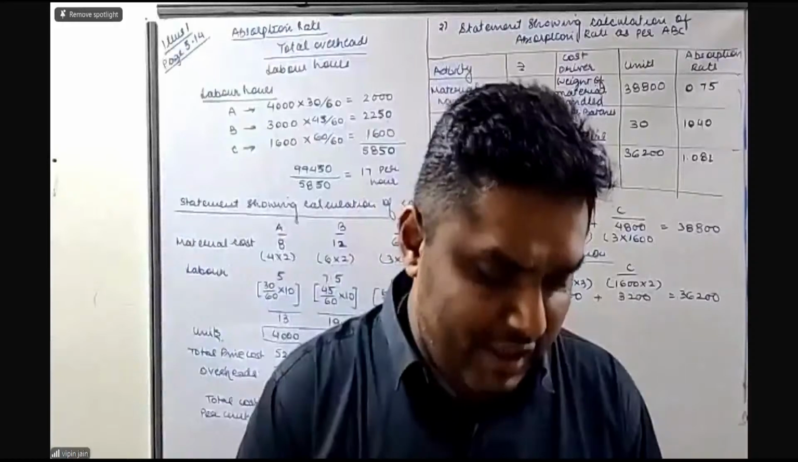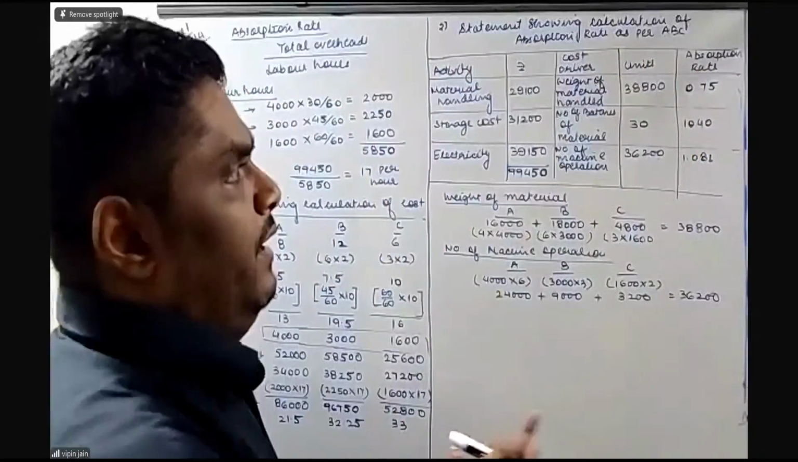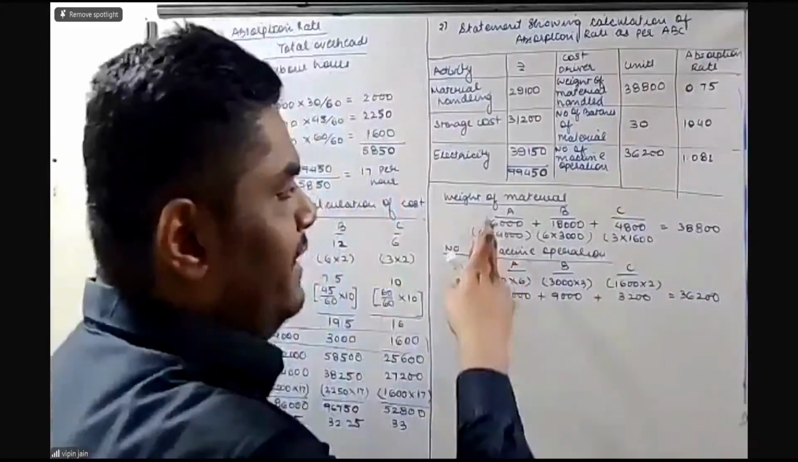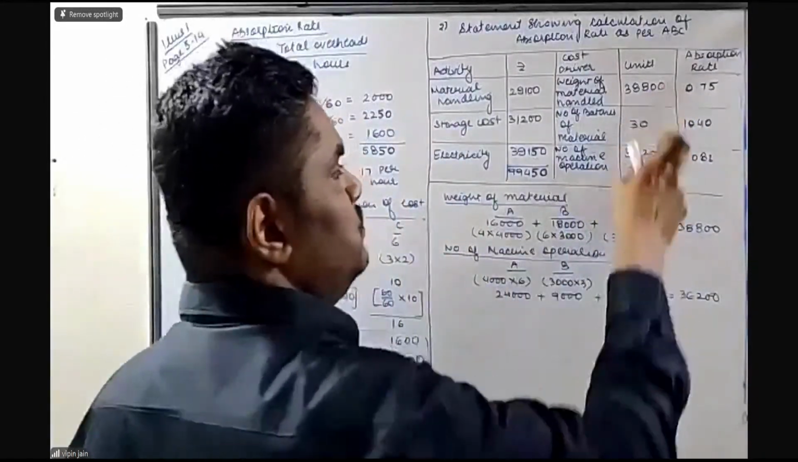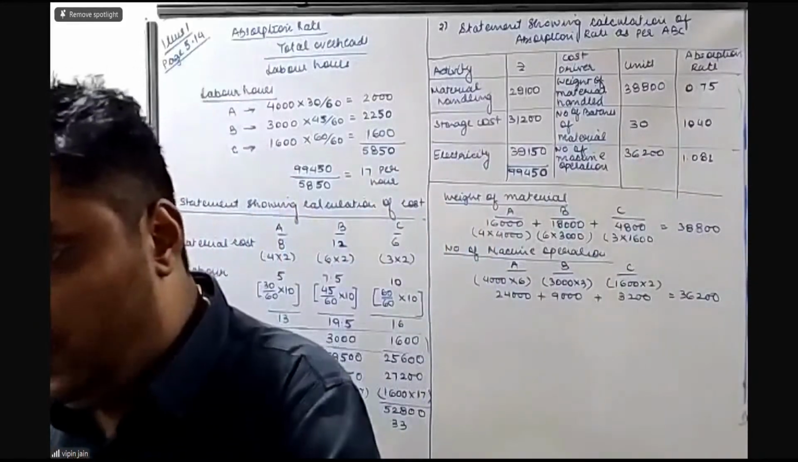So when you find a question on activity-based costing, this is the first table you have to prepare. Herein, these units are not directly given in the question, so we did this calculation to calculate these two amounts. If you have any doubts till this part, please post your query.